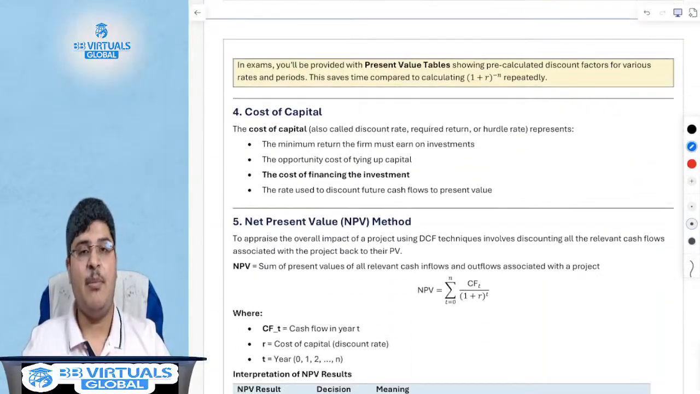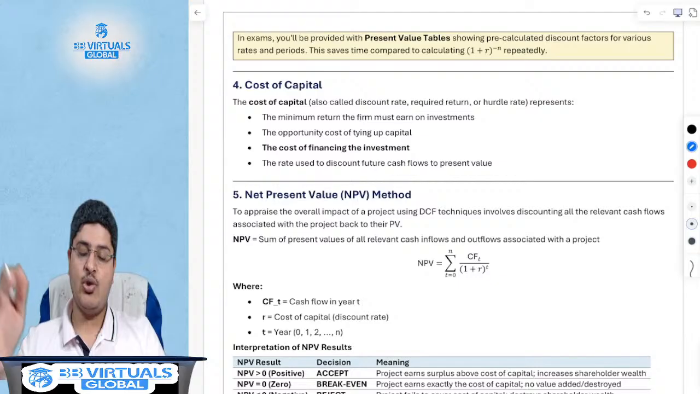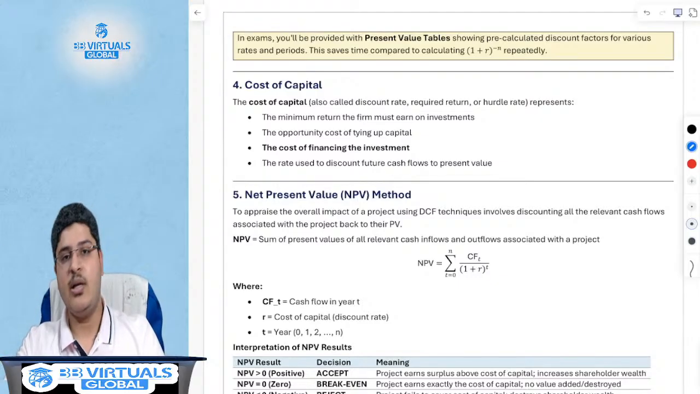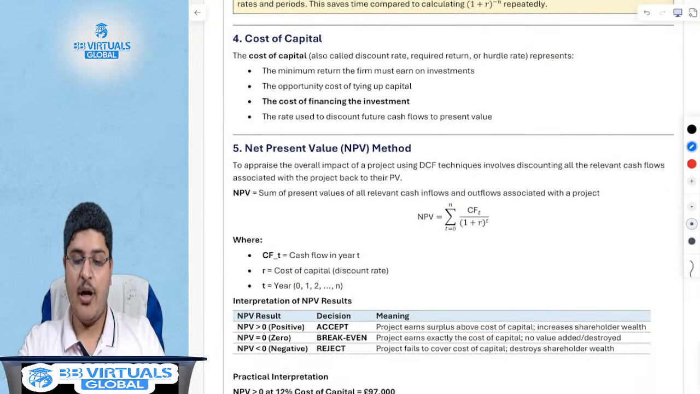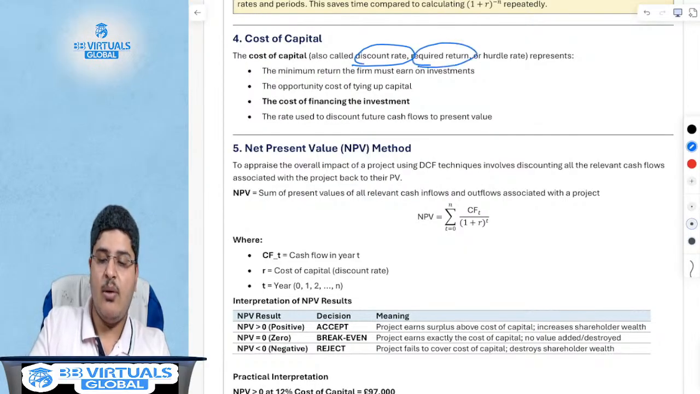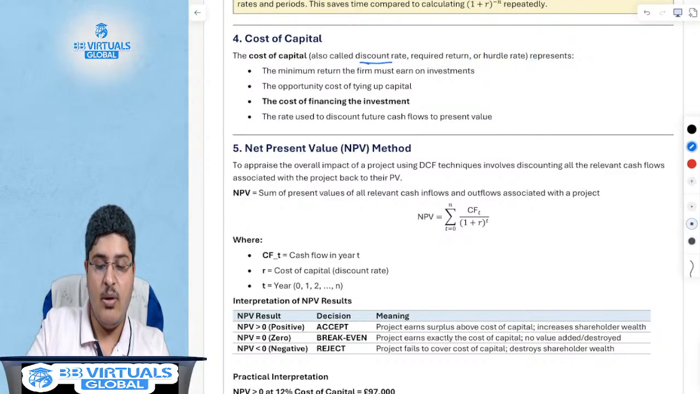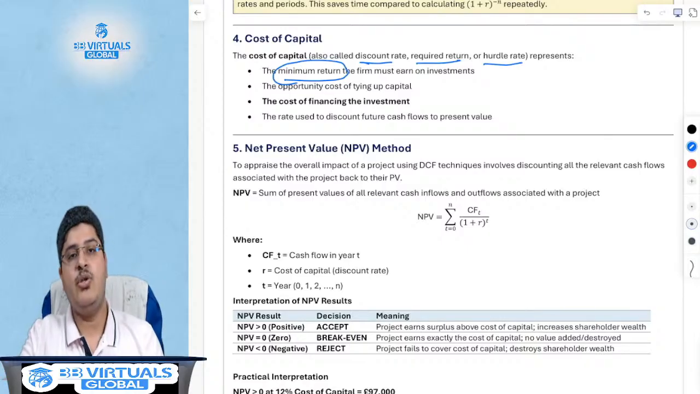Coming to cost of capital. Now, I did mention that the discount rate is also equal to the cost of capital or the required rate of return. A lot of you will ask this question, what does cost of capital mean? While we will study this in detail in the chapters to come, for now, cost of capital is also called discount rate or required rate or hurdle rate. Just remember these names. It is also called discount rate, hurdle rate or required rate. What is this? This is the minimum return that the firm wants to earn on their investments.